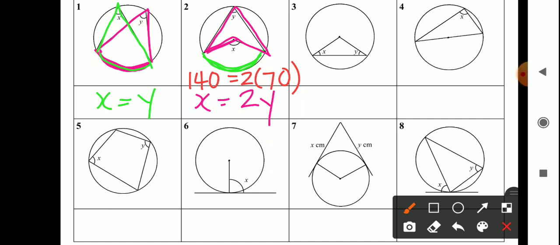The third property, you can say this is the radius, and this is also the radius. Since they have the same radius, it will form an isosceles triangle. Isosceles triangle, you remember? The two legs are the same, so x will be equal to y. Two angles are equal in an isosceles triangle.